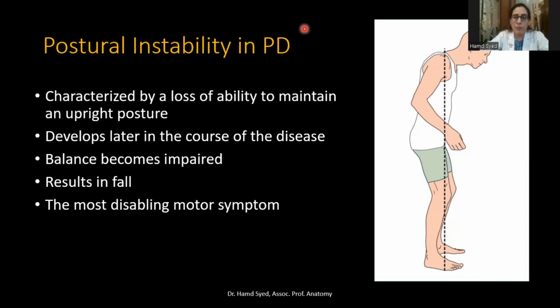And over here, now in this diagram, I am showing you the typical posture of a patient with Parkinson's disease. The typical posture you can see is the stooped posture. In other words, we could say the patient is unable to maintain an upright, erect posture. This develops later in the course of the disease, and also the balance is impaired. The patient can fall down, and this is the most disabling motor symptom.